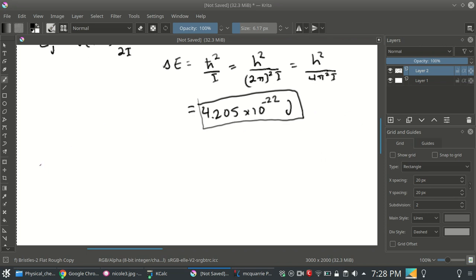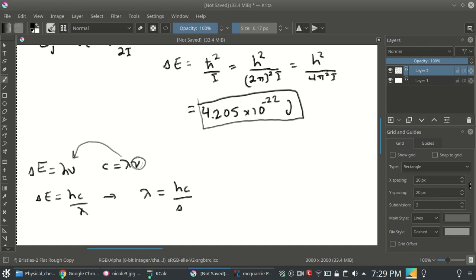Now, how would you get the wavelength? Well, you know that delta E equals h nu, right? And you know that c equals lambda nu, right? So we're going to solve for nu here and substitute the answer in there, and you're going to end up with delta E equals hc over lambda. So we're going to solve for lambda here to get the wavelength, right? So that's going to be lambda equals hc over the delta E.